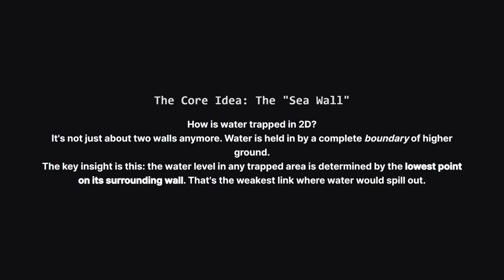A cell can only trap water if it's completely surrounded by higher ground. The crucial idea to grasp is that the amount of water a cell can hold is limited by the lowest point on the wall that surrounds it. If you can find a path out that's lower than your current water level, the water will flow away.